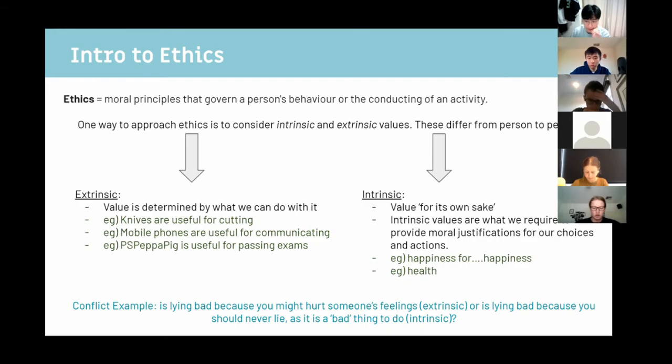because of this, it sounds all good, but then there's a conflicting example about lying. Lying is bad because you might hurt someone's feelings. That's an extrinsic approach. But then you could also say lying is bad because you should never lie, intrinsically. So is lying extrinsic or intrinsic? It's kind of hard. It might depend on the situation. So we have white lies as well. It might be better to lie, but intrinsically, if you believe lying is bad, then you never do white lies.